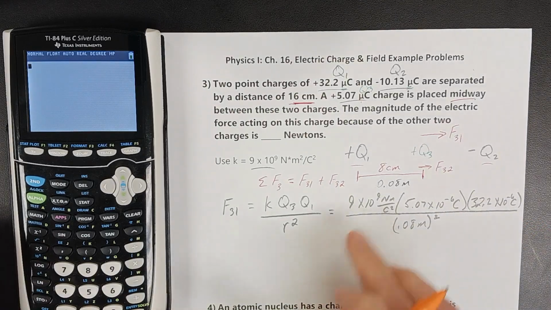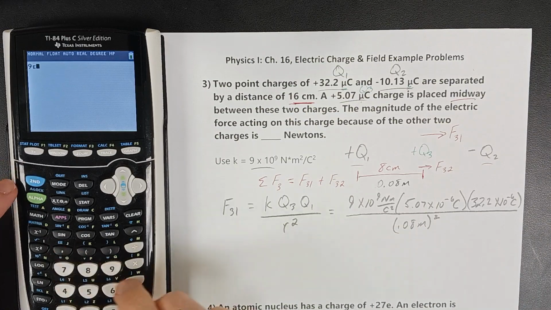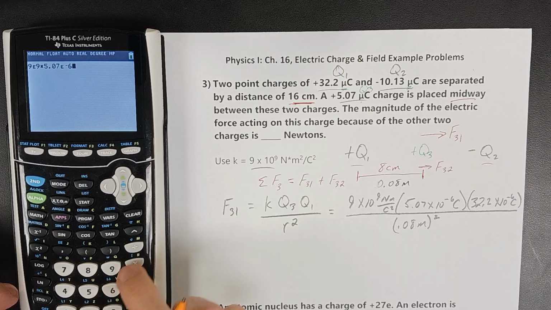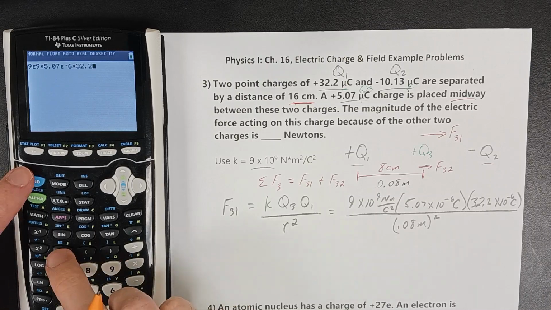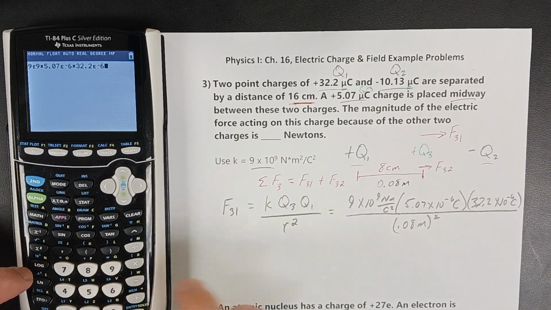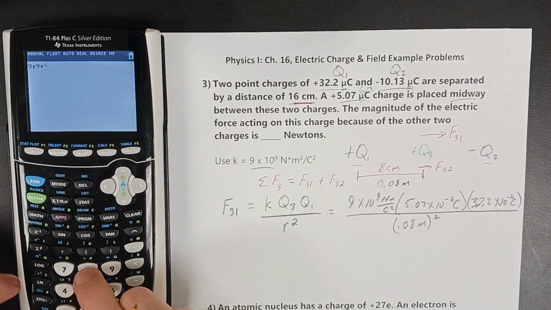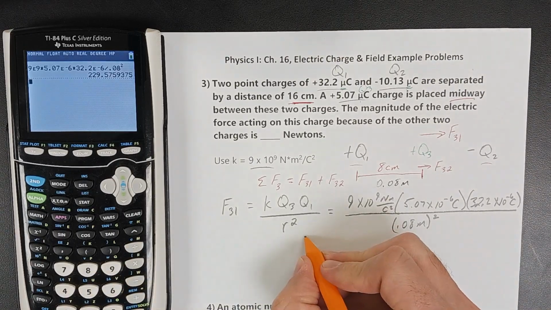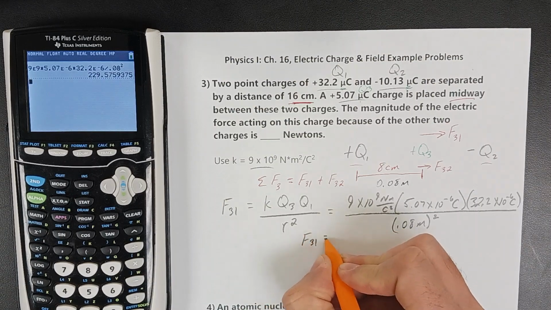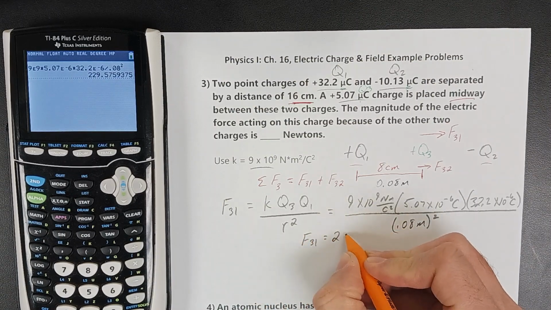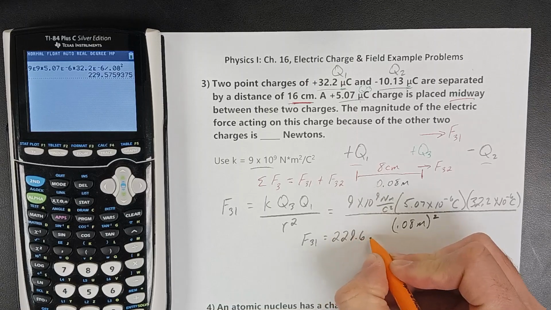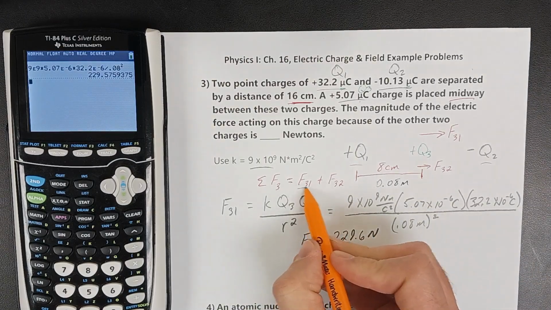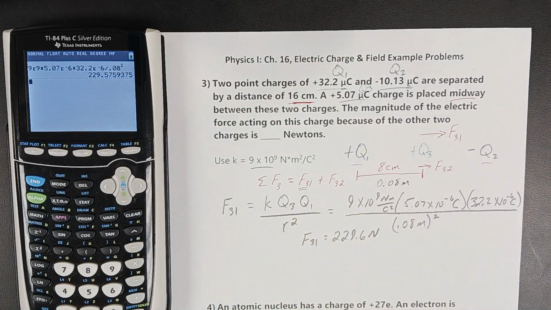All right, so I'm going to find this value. 9 times 10 to the 9 times 5.07 times 10 to the negative 6 times 32.2 times 10 to the negative 6. All of that divided by 0.08 squared. And so we get a force of 229.6 newtons. All right, so that's not our answer. That's just the first thing we needed to find.